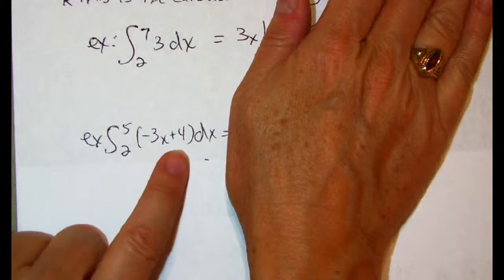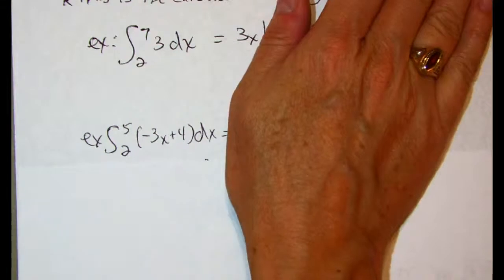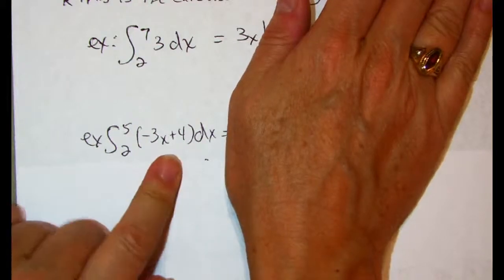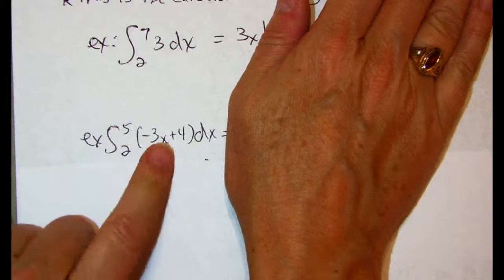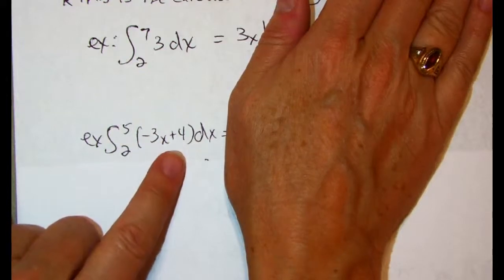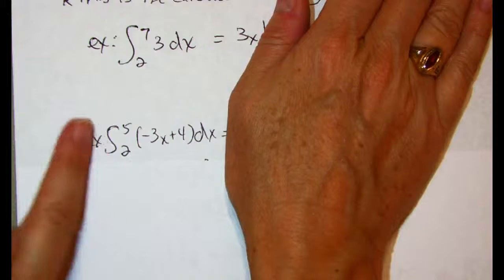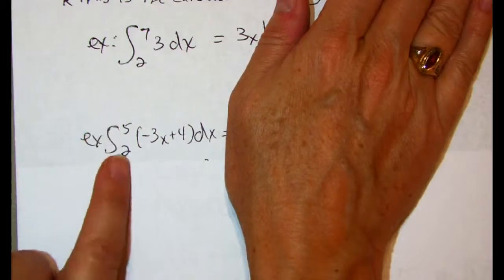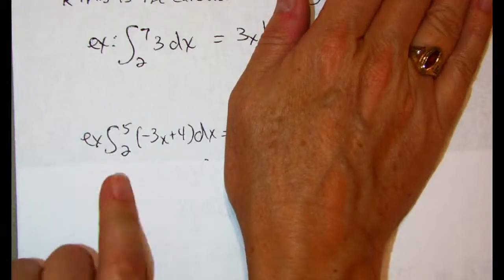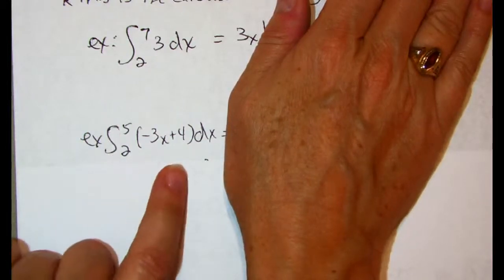So I have my function, negative 3x plus 4, that's a line. So that's my curve. And I want to take the antiderivative. In other words, I want to find the area underneath this curve that's trapped by this curve, by the x-axis, by the vertical lines x equals 2 and x equals 5. Well, instead of doing it geometrically, I'm going to do it through calculus, or in other words, by doing algebra.